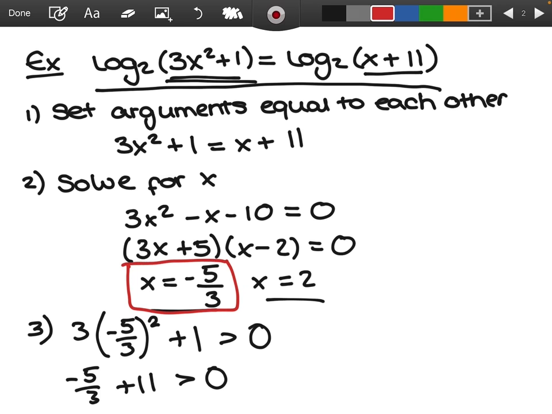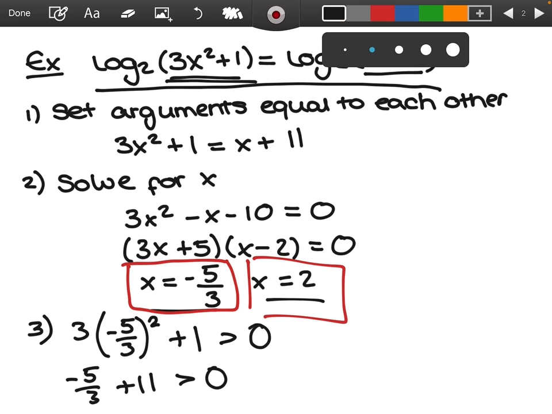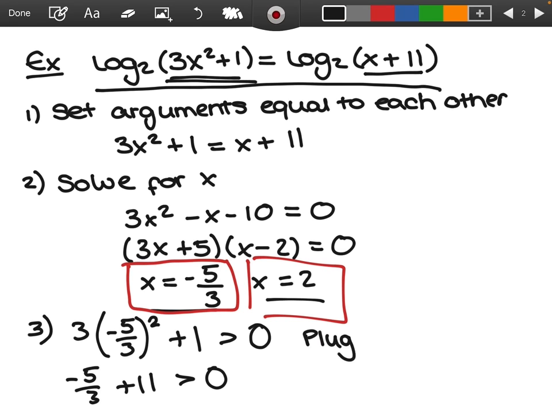And you would do the same for x is equal to 2. And clearly we can see that when I plug 2 into 3x squared plus 1, I get a positive number, and same when I plug it into x plus 11. So both of our x values in this case give us a valid solution, but make sure that you plug those x values back into the original arguments to make sure that the arguments are positive before you go ahead and pick which ones are your solutions.